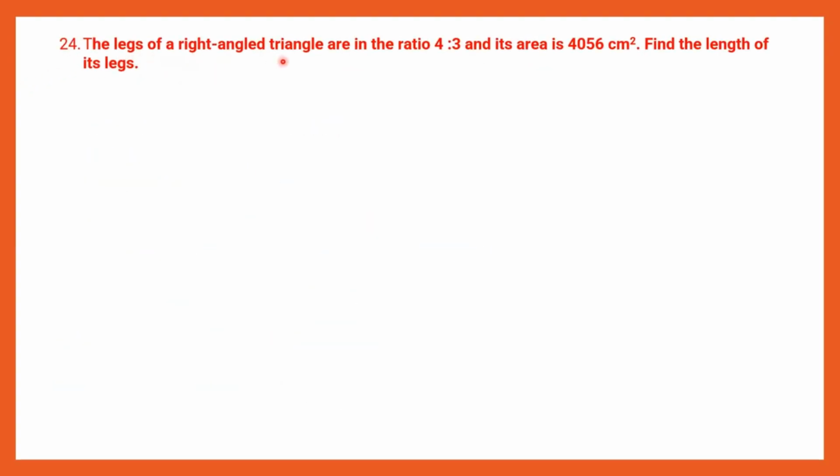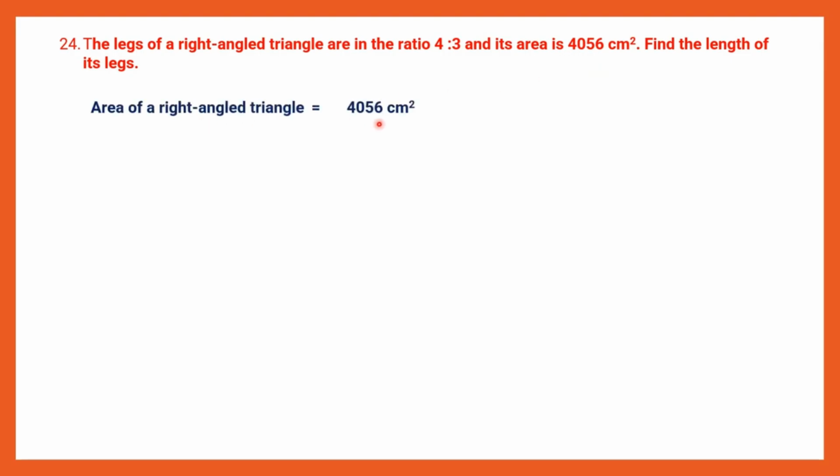Question 24. The legs of a right angled triangle are in the ratio 4:3 and its area is 4056 centimeters square. Find the length of its legs. Now you must read your question very carefully to see what kind of triangle the question is talking about, because there are many different types of triangles and the formula is different for each one. So here it is a right angled triangle and the length of the legs are not given, but the ratio is given and the area is given. So with the help of that, we're going to find the length of its legs.